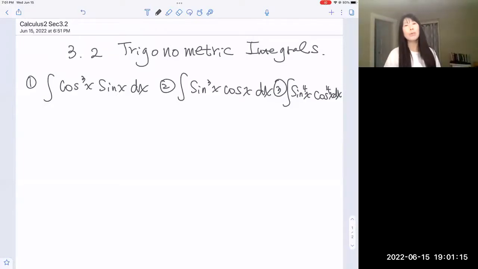All right, so we're going to do 3.2 trigonometric integrals. So we have number 1, number 2, number 3. It's all about cosine and sine. Which one can we do by use of substitution? Which one can we not do by use of substitution?